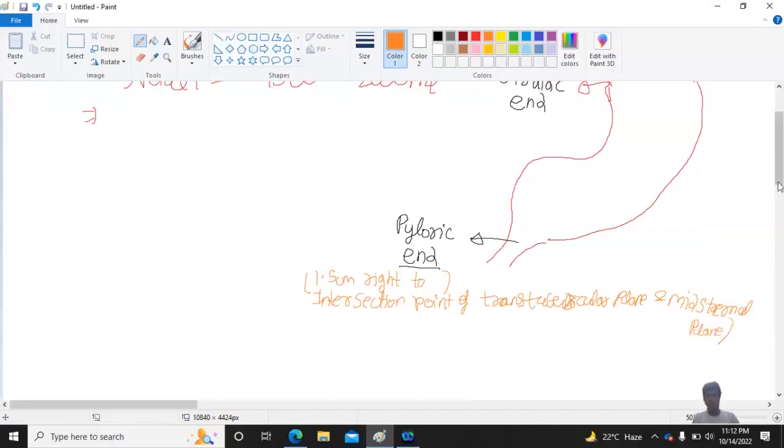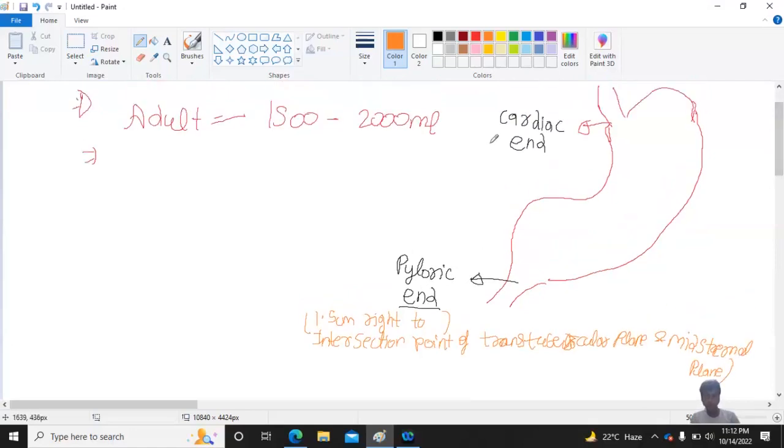Then this cardiac end is 2.5 centimeter to the left of the midsternal plane at the seventh costal cartilage. Seventh costal cartilage.